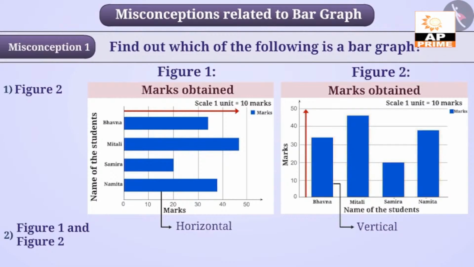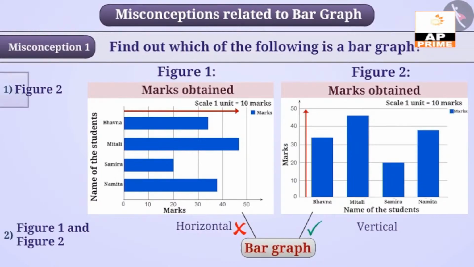Some students believe that a bar graph can only be drawn vertically, not horizontally. Due to this misconception, they believe that figure 1 is not a bar graph. Instead, figure 2 is a bar graph. With this understanding, they choose option 1 as their answer to the given question, but this is an incorrect answer.